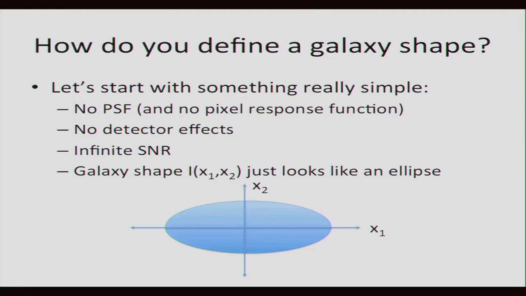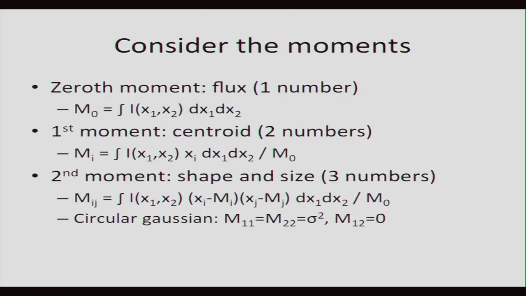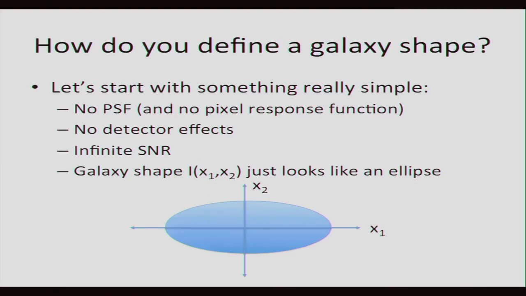Then, if we want to measure its shape, it stands to reason we probably have to know where this object lives. Where is it on my image? I happen to have put my coordinate axes right at its center, but that's assuming prior knowledge of the center. We need to measure centers, so a way to measure the center would be to integrate the light profile times these coordinates. That's going to give us effectively the average value of x1 and x2 over the light profile, which in this image would give us exactly this position. That's the centroid.